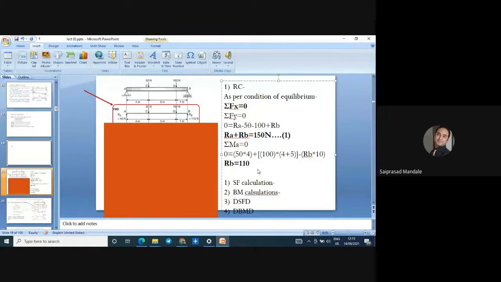I believe him and I put the answer as 110 Newton. So the answer of RB is 110 Newton, you can see here. As RB is equal to 110 Newton, can anybody tell me the answer of RA by using equation 1? It is 150 minus 110, that is 40 Newton. So this is our answer 2. Here we have calculated RA and RB, that is, our first step, the reaction calculation, is done.